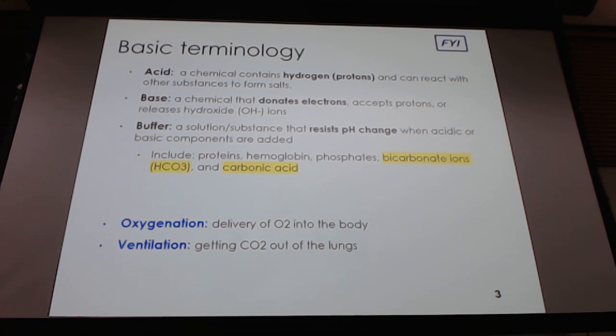Basic terminology, FYI. Remember what acids are, what bases are. Our acids are hydrogen protons, H+. Our bases are going to be our OHs in general. So they donate electrons.